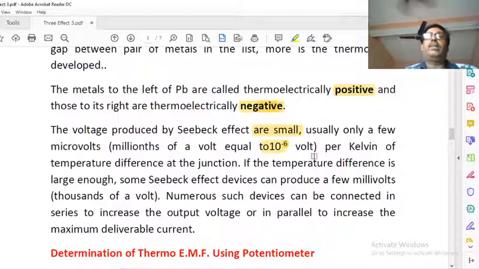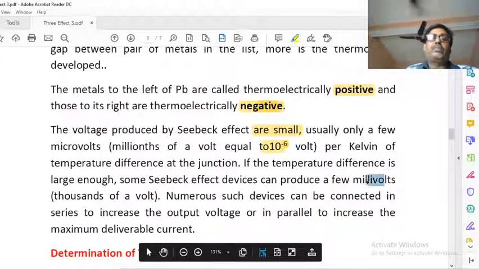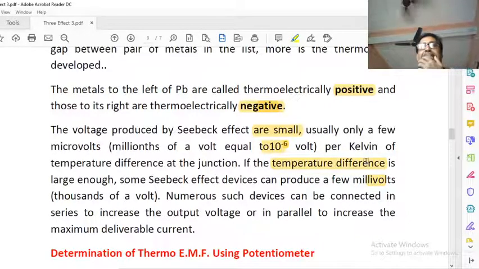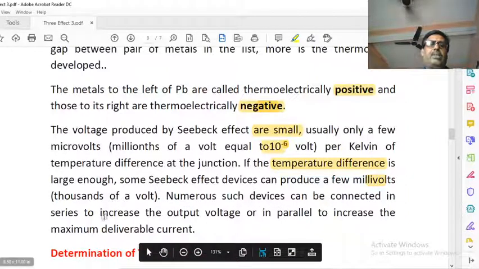So it is very difficult to detect, but we can detect it, and we can increase this voltage, not so high, but up to a few millivolts. From micro, we can switch over to milli, provided we increase the temperature difference. Because as I told you earlier, the current can be increased by increasing the temperature difference. And numerous such devices can be connected in series to increase the output voltage.